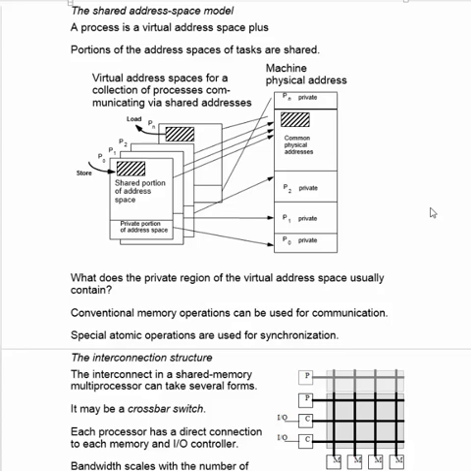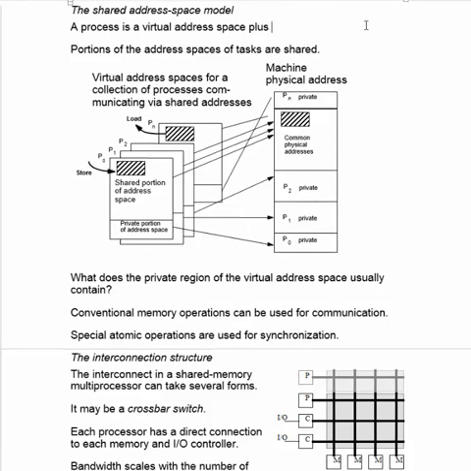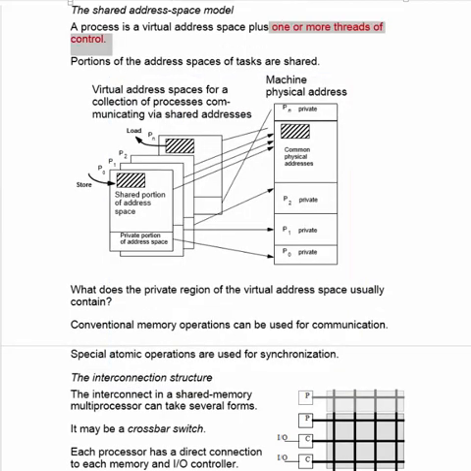Let's talk first about the shared address space model. In this model, a process is a virtual address space, but it's not just an address space, because an address space is a static entity, whereas a process is a dynamic feature. So it's a virtual address space plus one or more threads of control. And that means that a process could have a single thread of control, in which we have a kind of heavyweight process model.